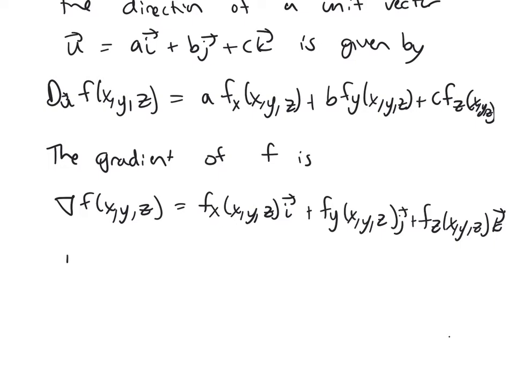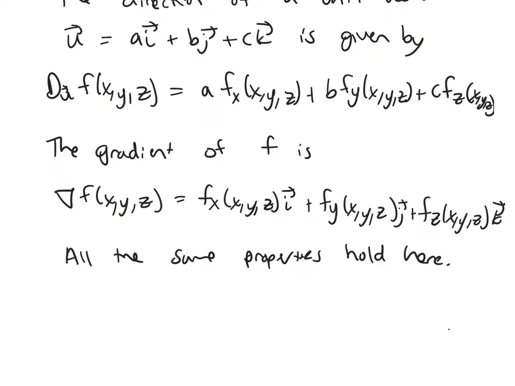And I'll say that all the same properties hold here. I'm not going to run through them all, but in particular, one thing you want to mention is that your directional derivative is the dot product of the gradient with the vector u.